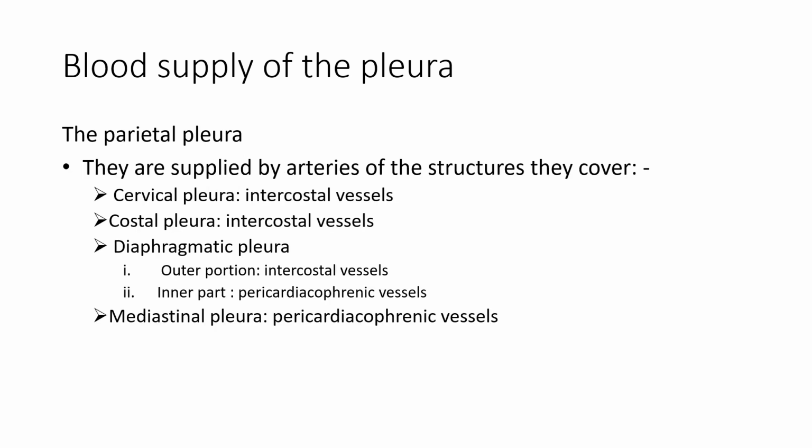Parietal pleura is mainly supplied by the intercostal arteries, especially the cervical pleura, costal pleura, and the outer aspect of the diaphragmatic pleura, which get their blood supply from the intercostal vessels, while the inner aspect of the diaphragmatic pleura is supplied by the pericardiophrenic arteries, which are branches of the internal thoracic artery. And the medial mediastinal pleura is totally supplied by pericardial arteries.